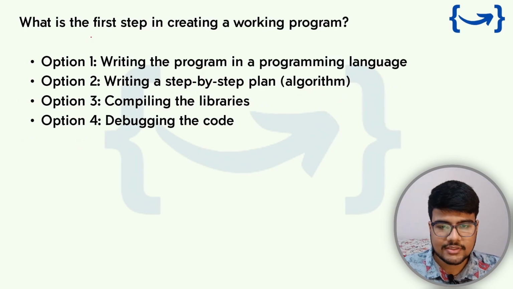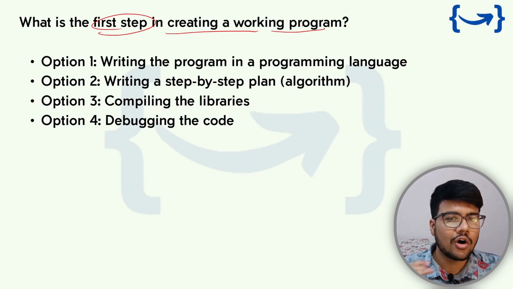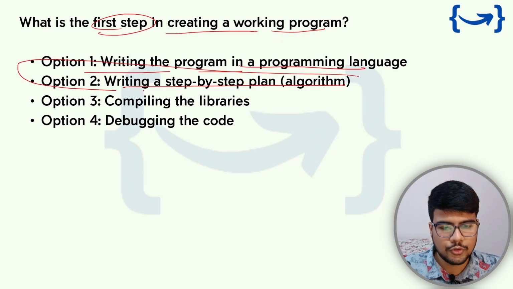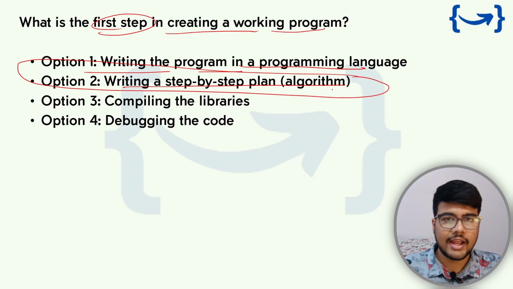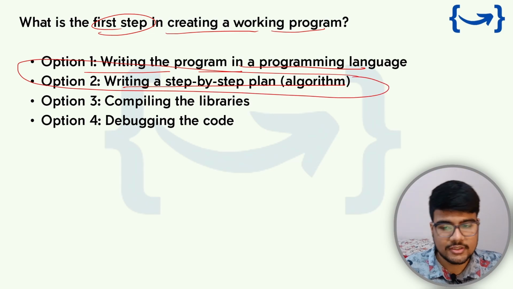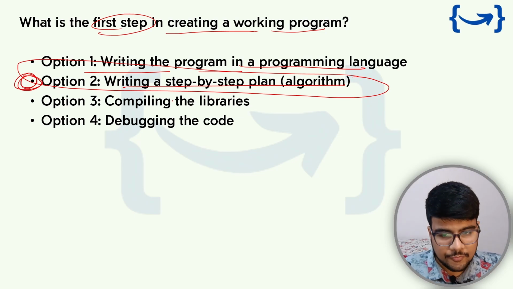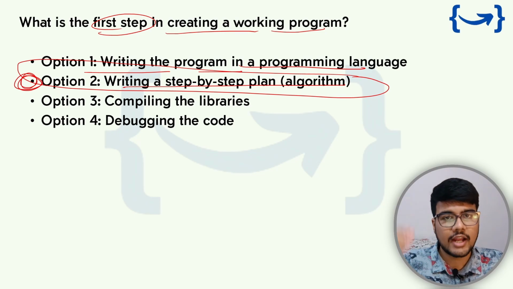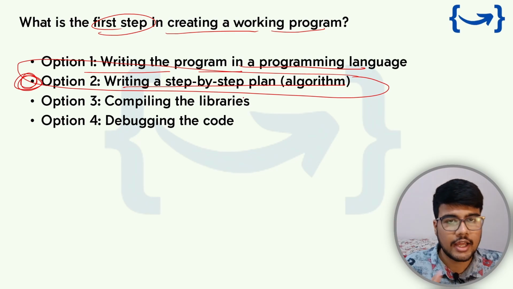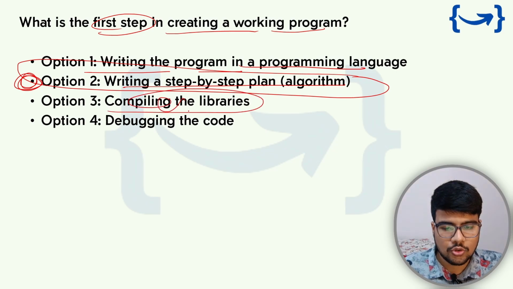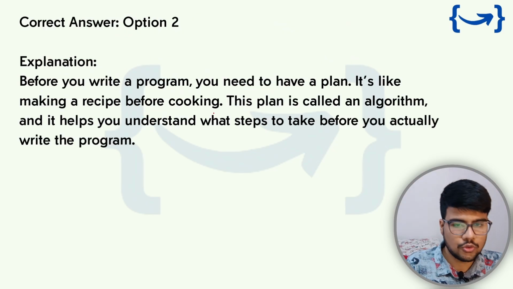Fantastic. So what is the first step in creating a working program? Writing the program in a programming language, or writing a step-by-step algorithm plan. So if you studied design or data structures in your college, this is the very first point that the teacher used to let us know: before writing any code, please write a line-by-line algorithm of whatever you want to code. Okay, so compiling libraries, no. Debugging the code, no. So option 2 is the right option.